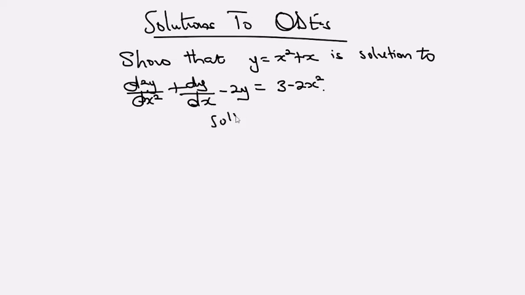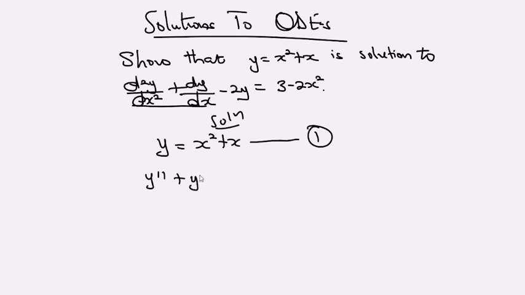In that case, first of all, let's write our equation as y equals x squared plus 6. And let's say that this is our first equation, so equation 1. Now, we know that d squared y on dx squared is the same as the second derivative of y. So we can write this one as y prime prime. Then our dy on dx is the first derivative of y. So that one can be written as y prime, then minus 2y.